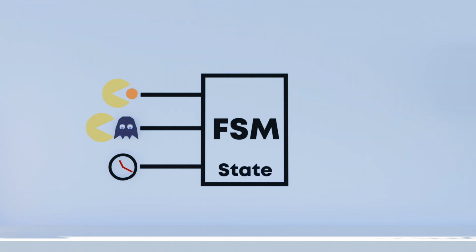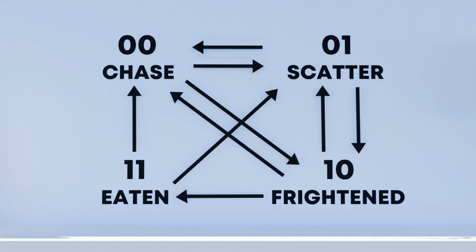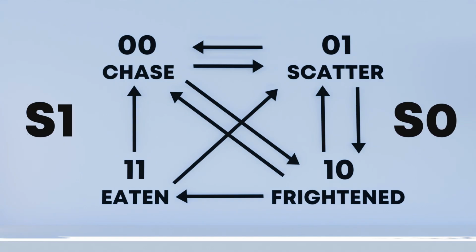To do anything useful with these ideas, let's assign numbers to everything. All of the four states can be encoded by S0 and S1.